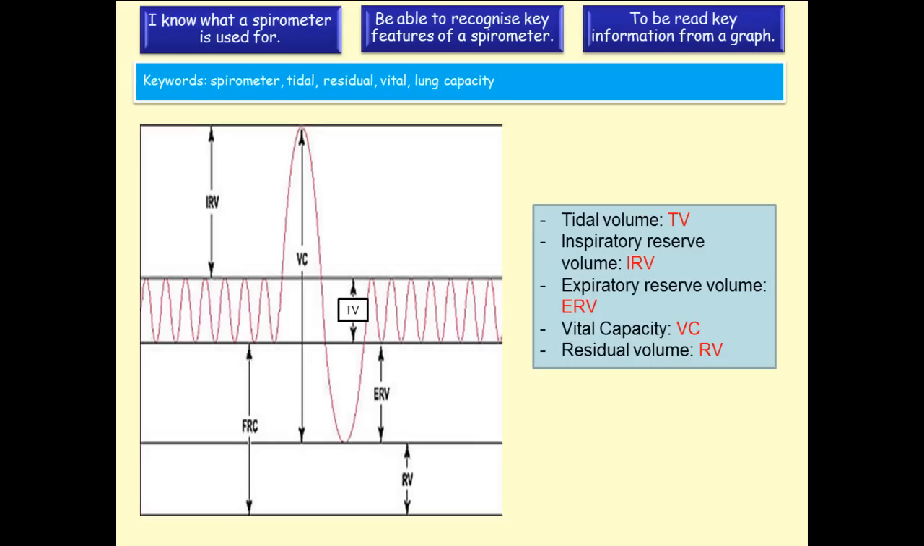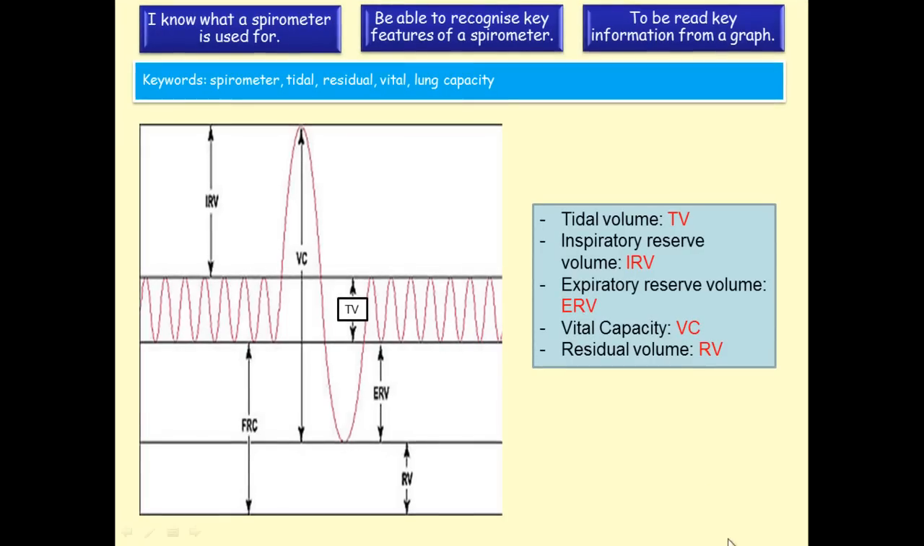If you were to add up your expiratory reserve volume, your inspiratory reserve volume and your tidal volume, you'd be able to calculate something called your vital capacity. That's the total amount of air that you could breathe in or out of your lungs. Your vital capacity is the maximum amount of air that you can exhale after the maximum amount of air that you've inhaled. So it's the IRV plus the ERV plus your tidal volume.